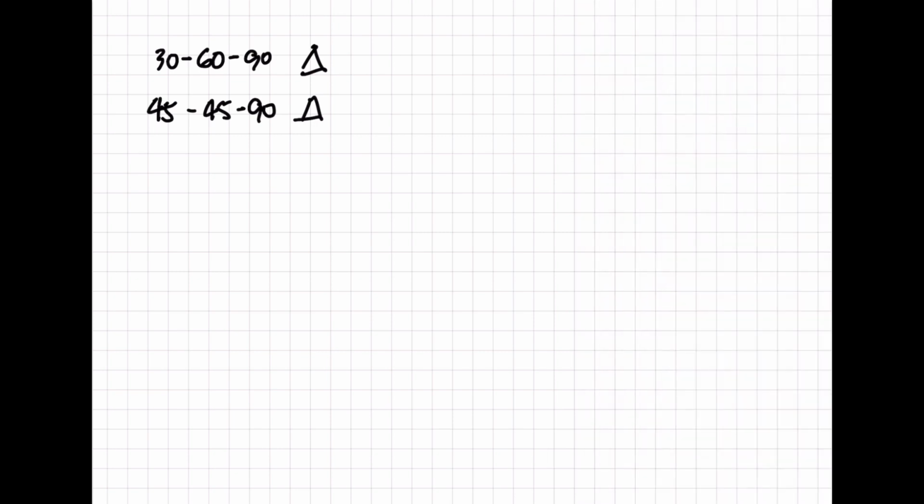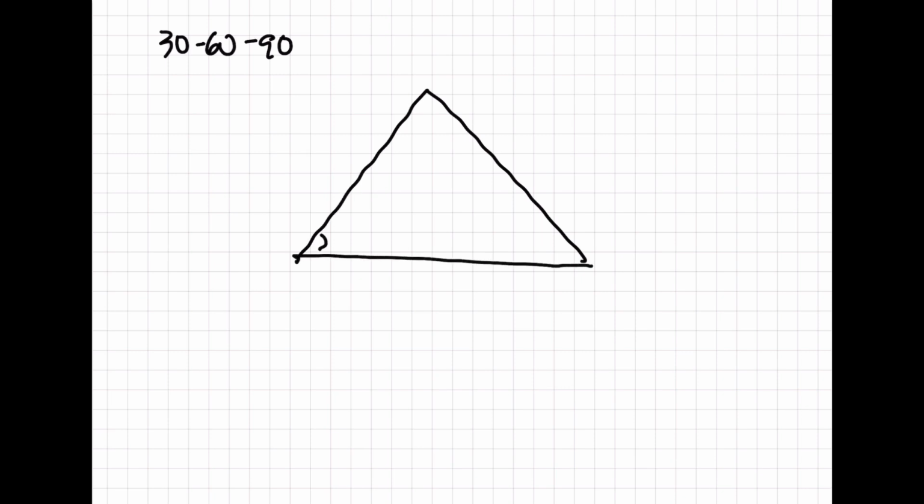So for 30, 60, 90, I will make an equilateral triangle. So let's start with an equilateral triangle. When we say equilateral, the sides are equal and so are the angles. So it's going to be 60 times 3. So 60 here, 60 here, and another 60 here. Remember that 180 degrees is the sum of the angles of a triangle. So if you divide that by 3, you're going to get 60 degrees.